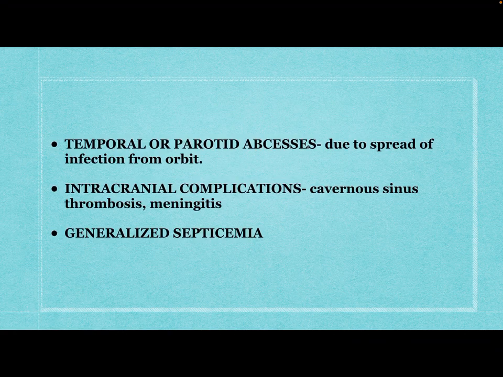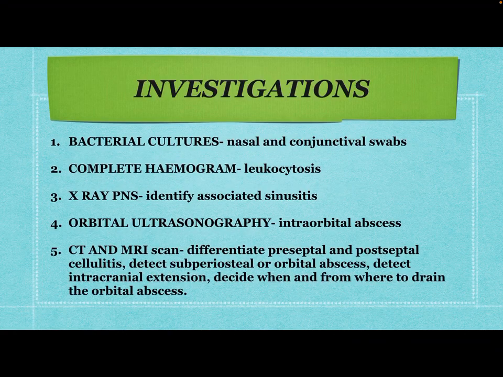Then the patient can have intracranial complications like cavernous sinus thrombosis and meningitis. This is like the infection is spreading from the orbit into the cranium. Intracranially, it is spreading. So there you can see cavernous sinus thrombosis and meningitis, and then it can spread into the blood and cause generalized septicemia.